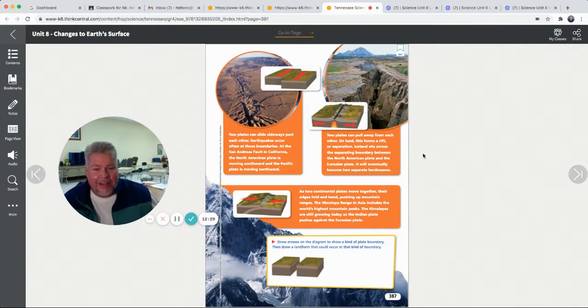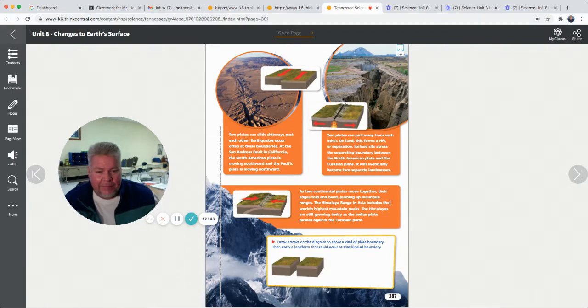separate pieces of land. As two continental plates, we just looked at this a minute ago, move together, their edges fold and bend, pushing up mountain ranges. The Himalaya range in Asia includes the world's highest mountain peaks. The Himalayas are still growing today as the Indian plate pushes against the Eurasian plate.